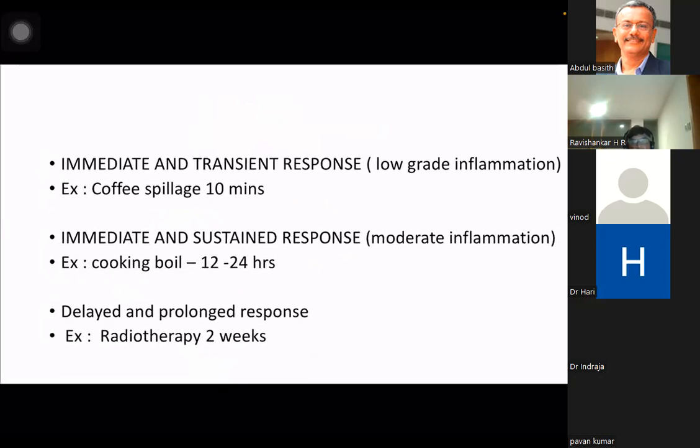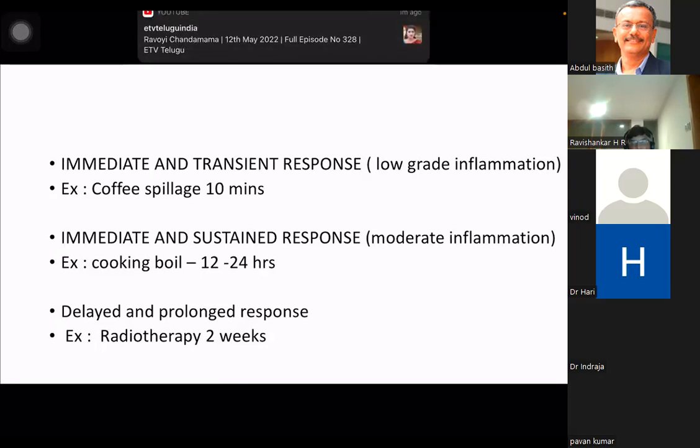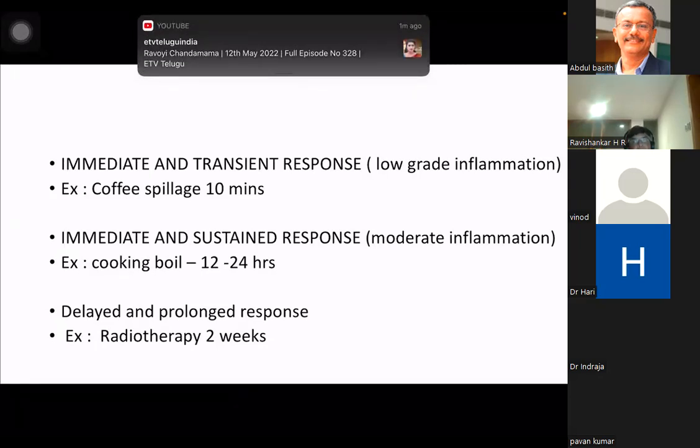Inflammation can be an immediate and transient response, an immediate and sustained response, or a delayed and prolonged response. In immediate and transient response, the inflammation lasts only about 10 minutes and then goes away. An example is coffee spillage. In immediate and sustained response, the inflammation lasts around 24 hours, for example a boil formed during cooking, which reduces by 24 hours. Delayed and prolonged response is seen in radiotherapy. This is the reason radiotherapy cycles are kept with a gap of 15 days between every cycle.